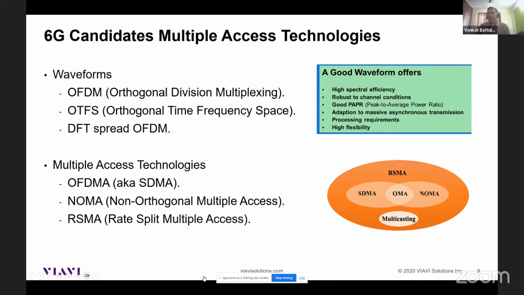On the right hand side, I illustrated what a good waveform requires. I don't need to talk about it to the audience, as they are well aware of it. You need more spectral efficiency, robustness to channel conditions, good PAPR so that the RF design is simpler, and then requirements, complexity, flexibility. And again, RSMA is a middle ground between NOMA and SDMA, so we'll talk about that.